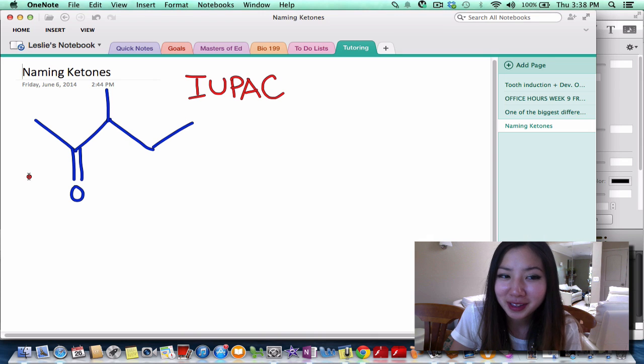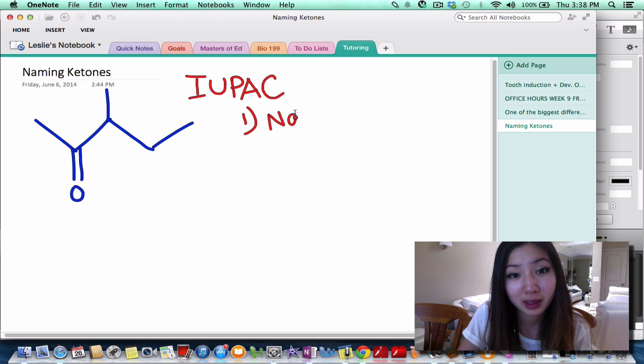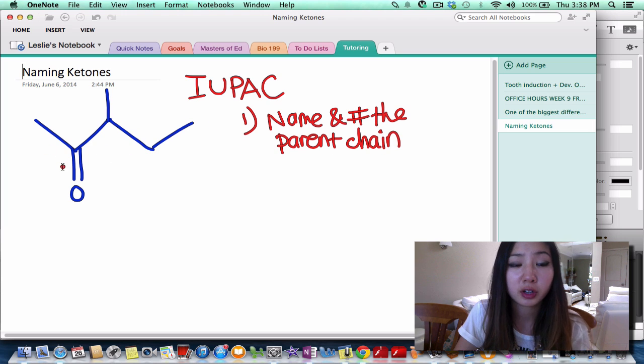So today we're going to be naming ketones the IUPAC way. So the first step you want to take is you want to name and number the parent chain, okay? And so to do that, the parent chain is always going to be the longest chain of connecting carbons.